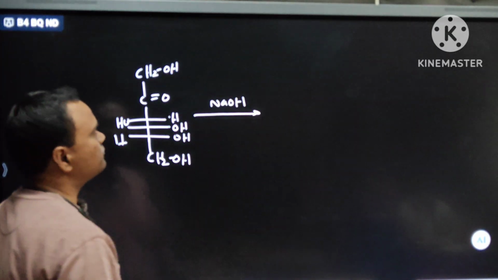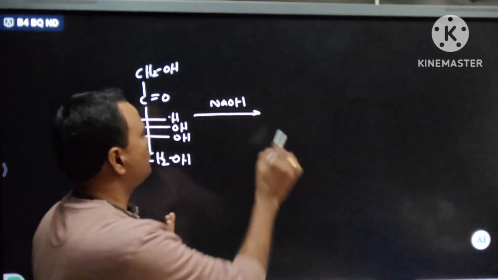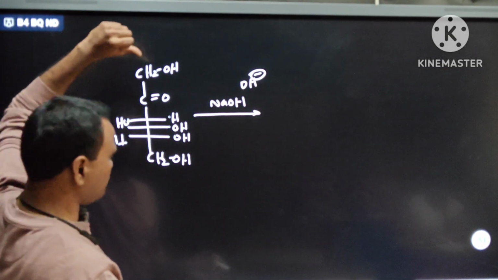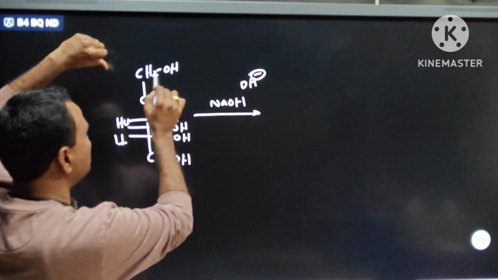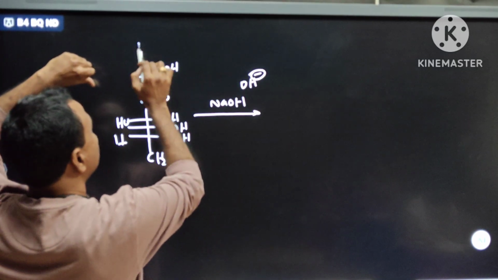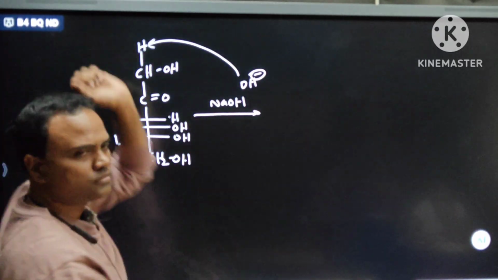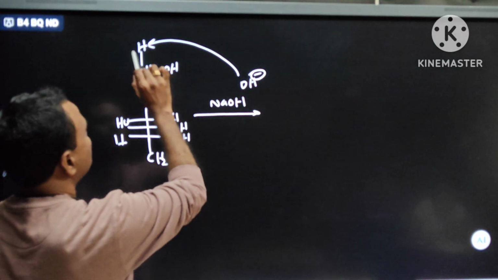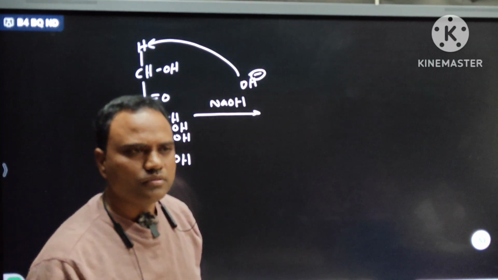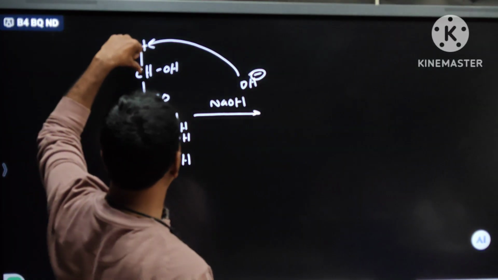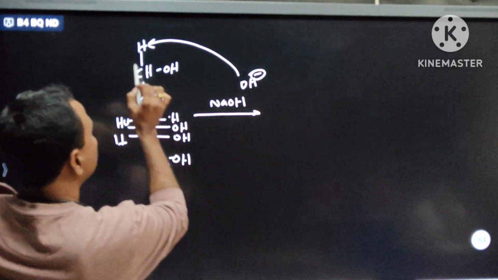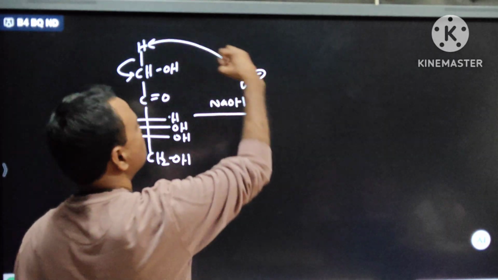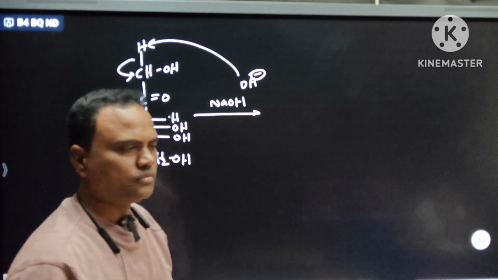This is Lobry de Bruyn-Van Ekenstein. OH minus captures hydrogen. Can we write one hydrogen separately? Look at this. Write this hydrogen separately. This OH minus attacks hydrogen, means the proton only will go towards the base. Then what is present on the carbon atom? Negative charge. Okay. This OH minus captures H, hydrogen.